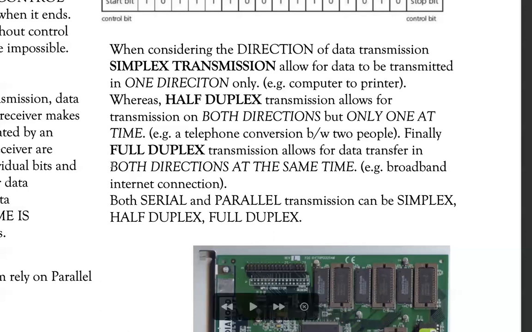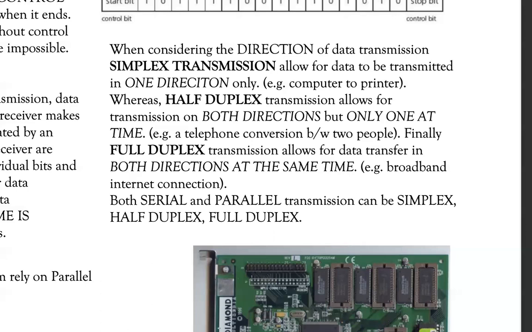Finally, we have full duplex data transmission. Full duplex transmission means data is capable of being sent in both directions simultaneously. A very good example is the broadband internet connection that you are currently using in your home. What does a broadband internet connection have to do with full duplex? Multiple users are accessing the same internet connection at the same time. Some people may be uploading data to a network, and some may be downloading data from a network. In fact, you yourself are simultaneously uploading and downloading data from your computer alone.